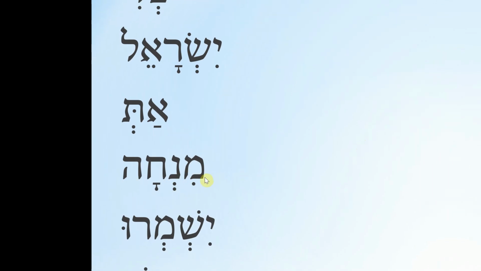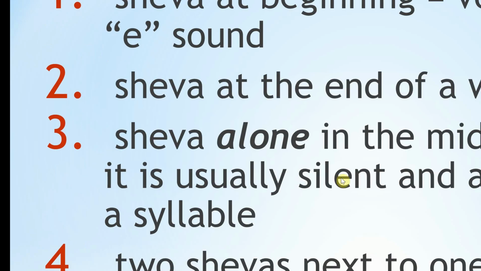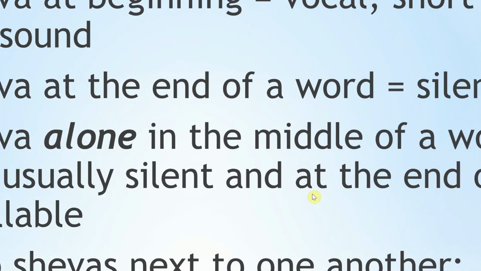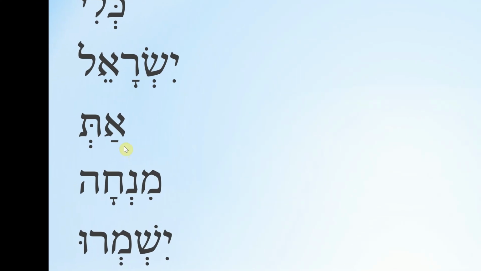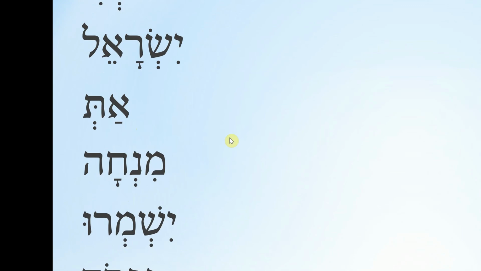Mincha. Mincha. Vocal or silent shva? It is silent. And why? It is a shva alone in the middle of a word. It is usually silent, and it also marks the end of a syllable, right? So we could split the syllables here into min and cha, right here between these two, with the shva as the indicator. All right, let's look at the next word.